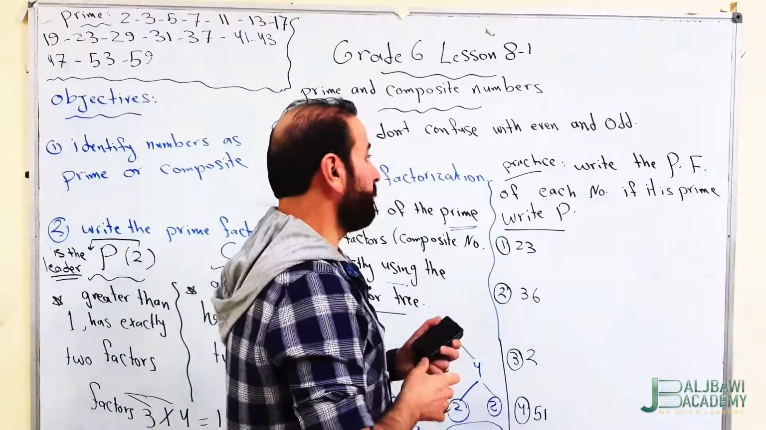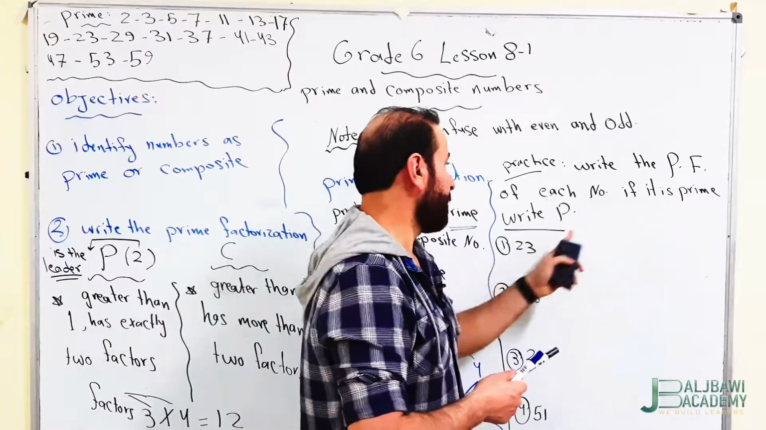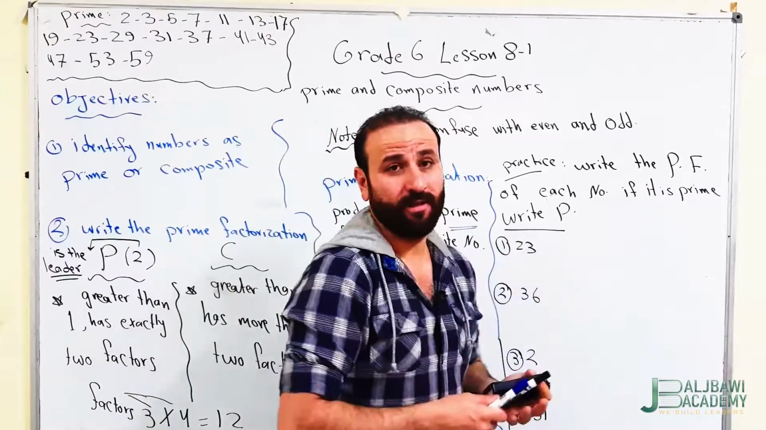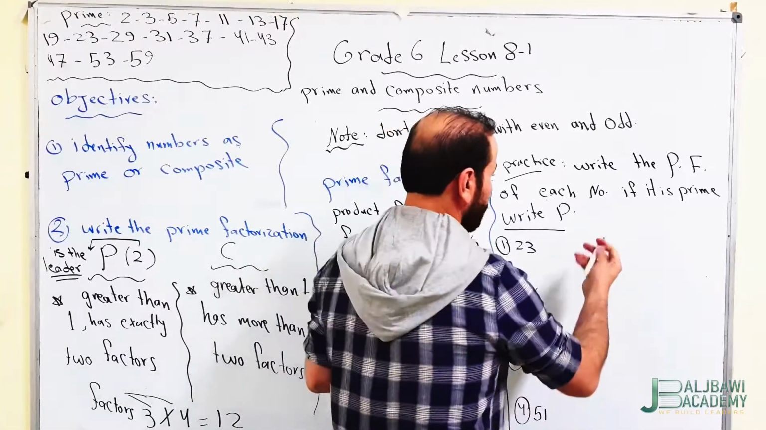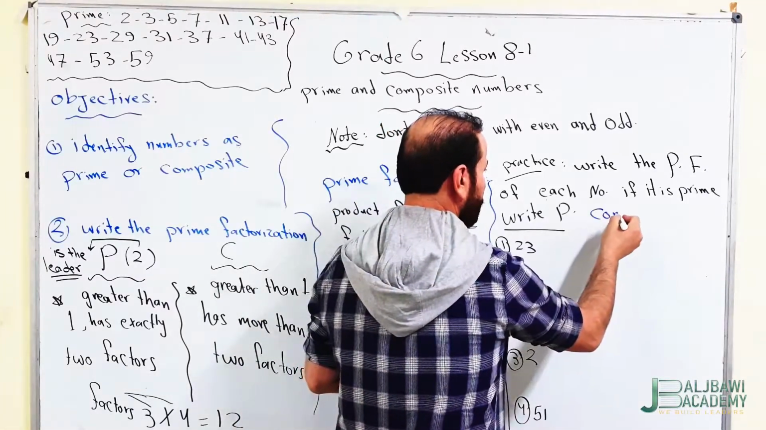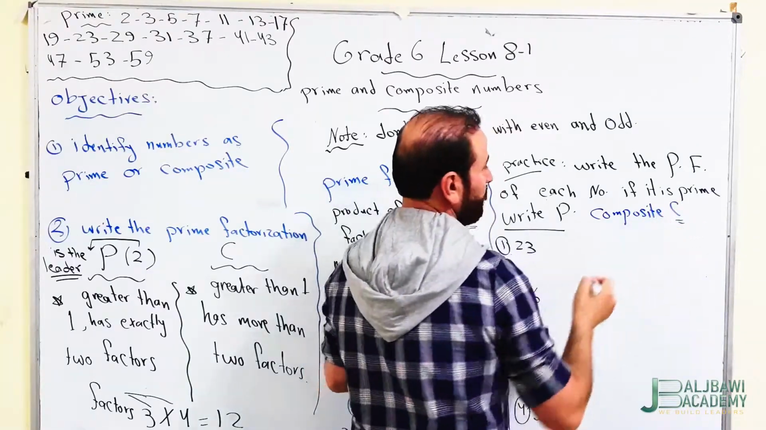Practice. Write the prime factorization of each number. If it is a prime, write P. If it's composite, write C. I will write here: if it is composite, write C and find the prime factorization.